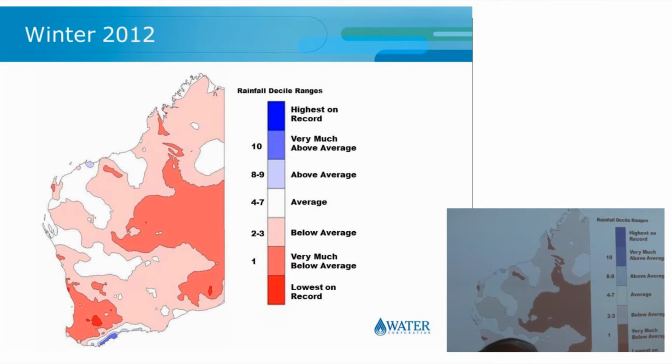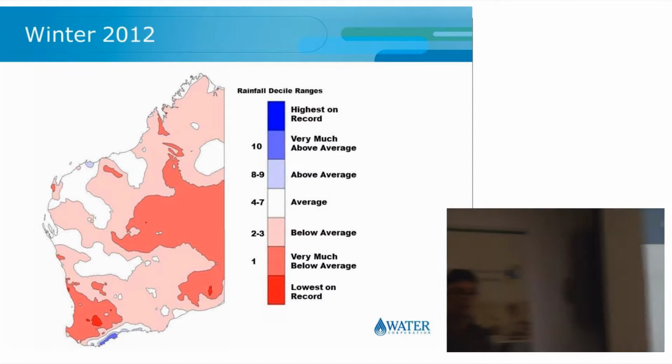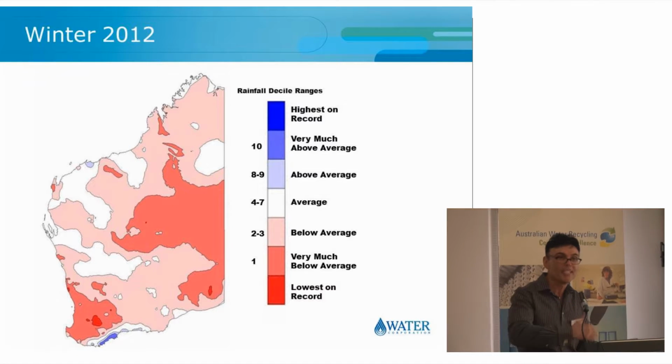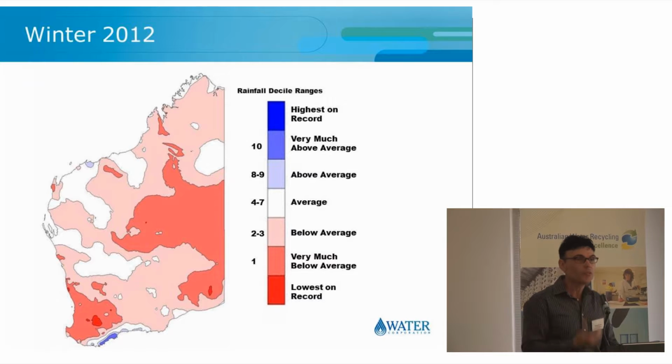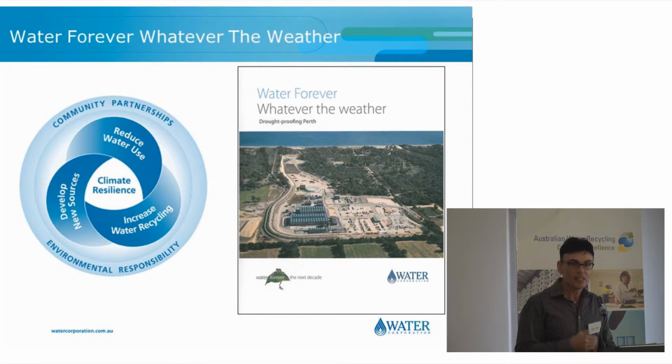Again, if you look at the map, it's showing that the rainfall has been below average, and in certain parts of the state, the dark red, it was lowest on record. This was followed by the driest winter, which was 2010. And I was just reading an article the other day that we've had the driest summer on record in Perth this year. So we haven't experienced that successful rain that some of you have had in the past 12 months. So we're still in a drought.